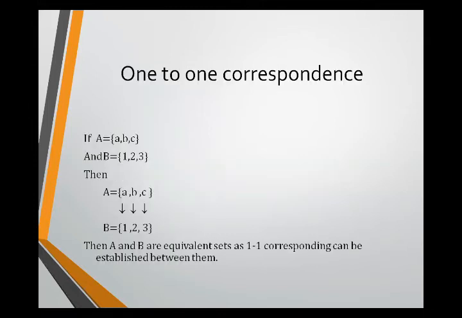Now the next one is one-to-one correspondence. What is one-to-one correspondence? Here is an example. If we have a set A equal to {a, b, c} and a set B equal to {1, 2, 3}, then how do we explain they are in one-to-one correspondence?